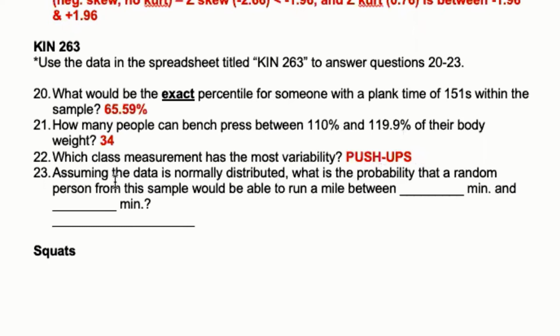All right. Assuming the data is normally distributed, what is the probability that a random person from this sample would be able to run between blank and blank minutes? So the first two random mile times I'm going to use in this example. So anybody put a mile time in the chat.